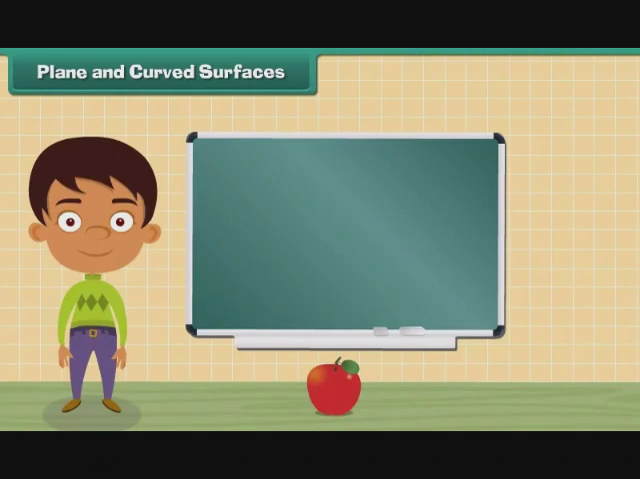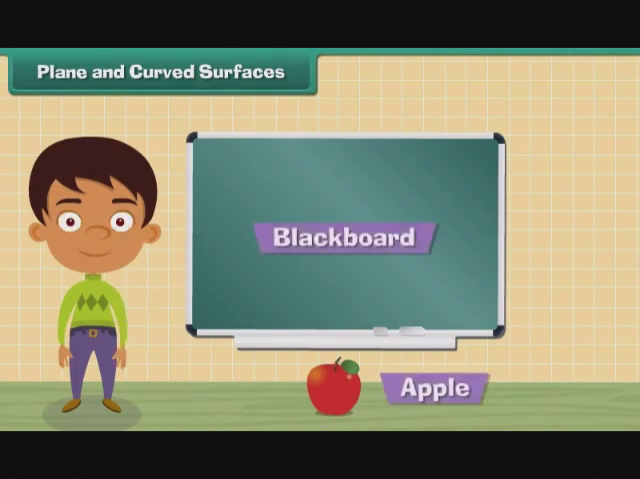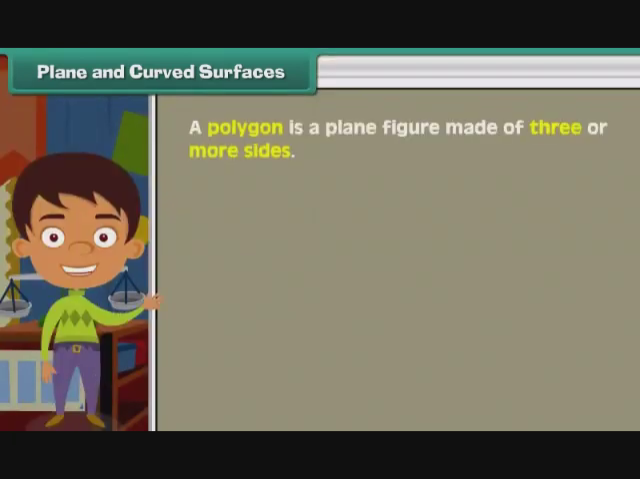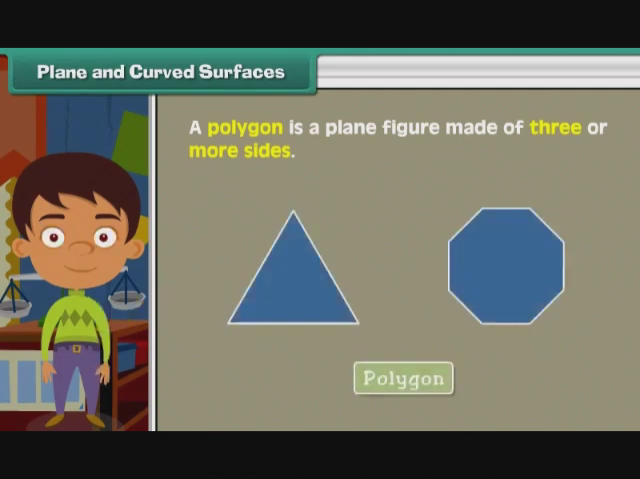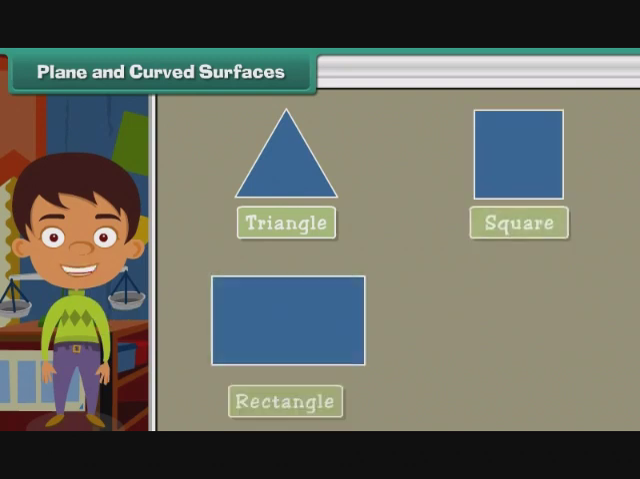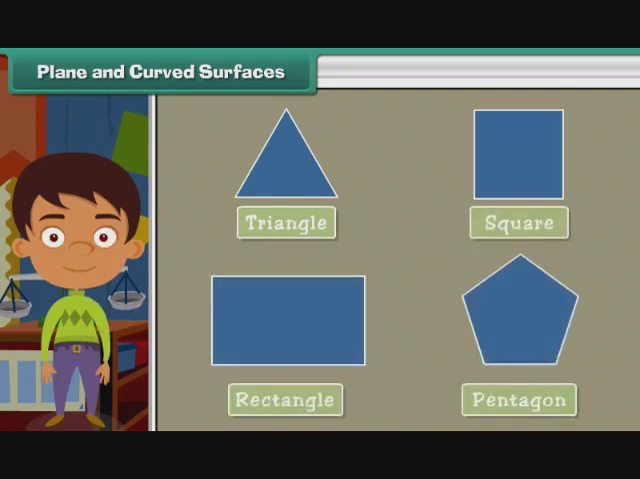Plane and curved surfaces. Look at these two objects, a blackboard and an apple. Blackboard's plane surfaces are its surfaces which have length and breadth. When you touch the surface of an apple, its surface is not straight. This is a curved surface. A polygon is a plane figure made of 3 or more sides. Various types of polygons are triangle, square, rectangle, pentagon.